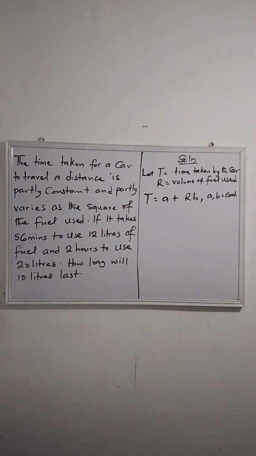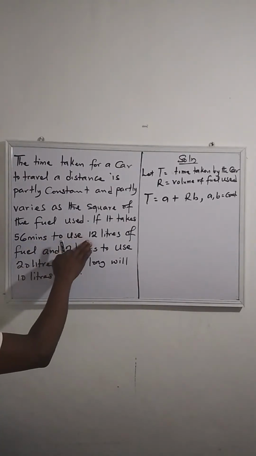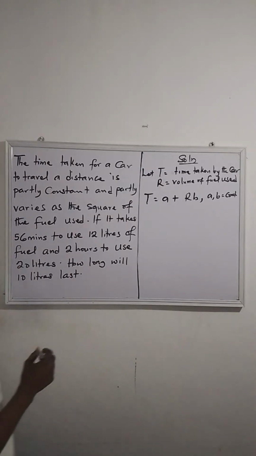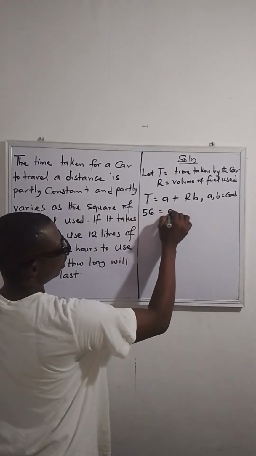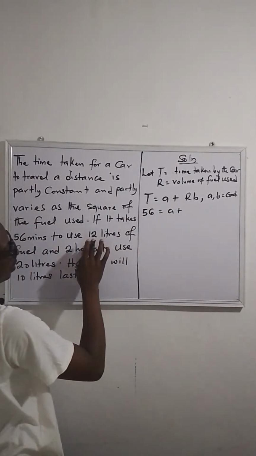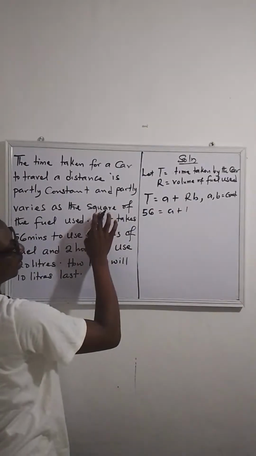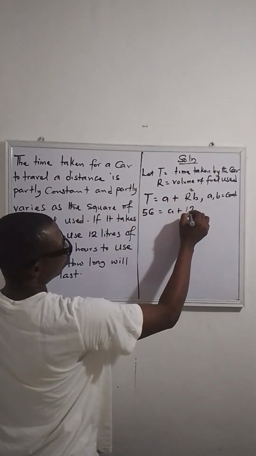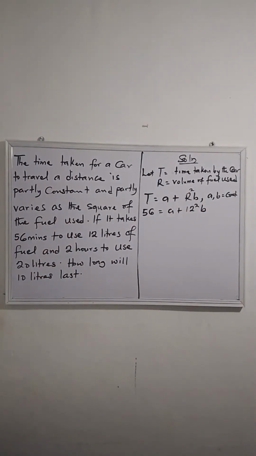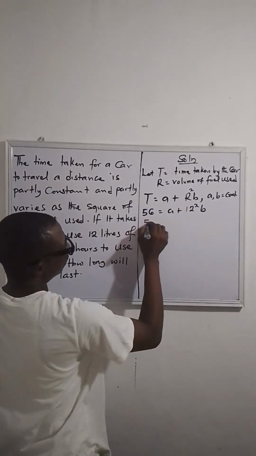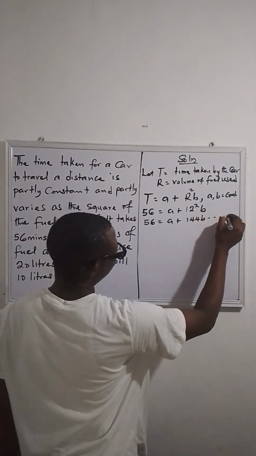Now we have been given that it takes 56 minutes to use 12 liters. So let's plug in the values. We have 56, that is the time, equals A plus the volume of fuel, which is 12. But don't forget this is squared, so we have to put the square here. That's 12 squared times B. So this is 56 equals A plus 144B. Let's call this equation 1.